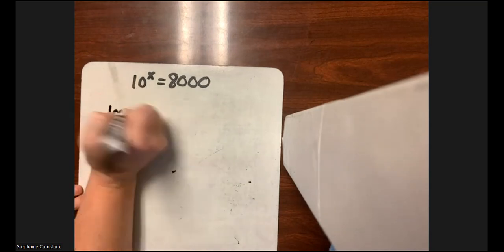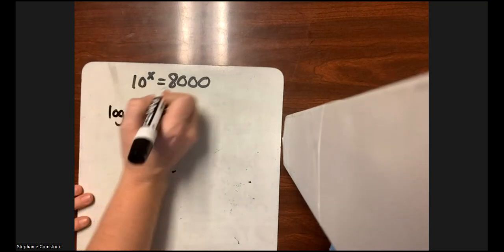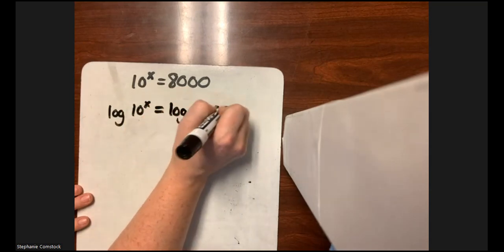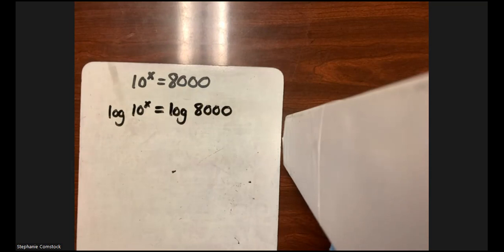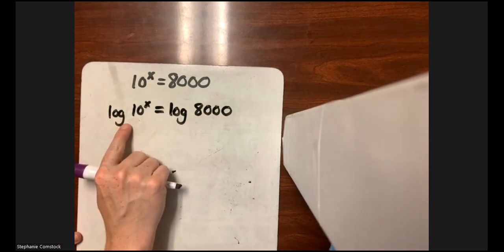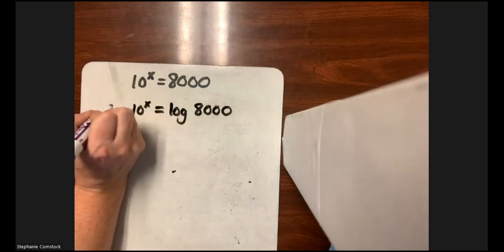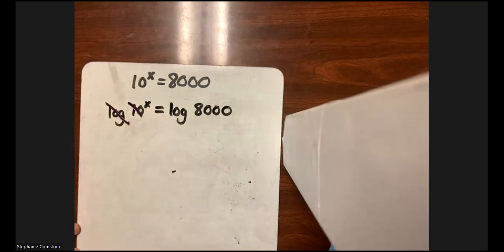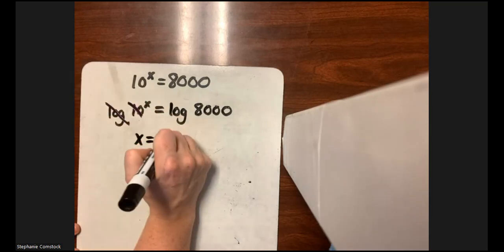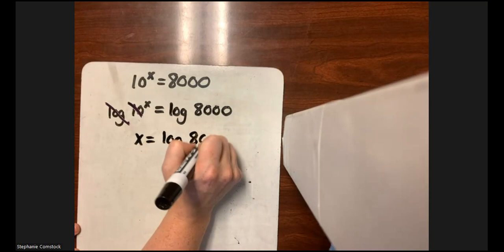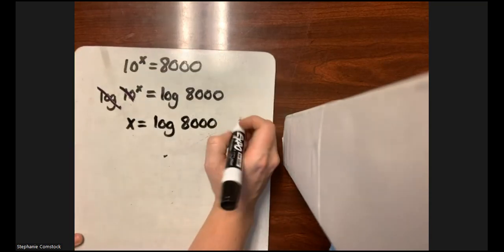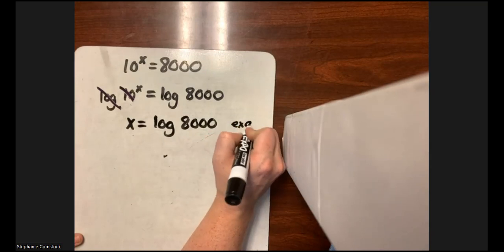So I'm going to do log 10 to the x equals log 8,000. And if you remember from our stuff, when you have a log with a base, remember that this invisible base is 10. Against this, it crosses off, and it leaves me just the x, or whatever's up here in the exponent. So I now have x by itself. That is our exact answer.